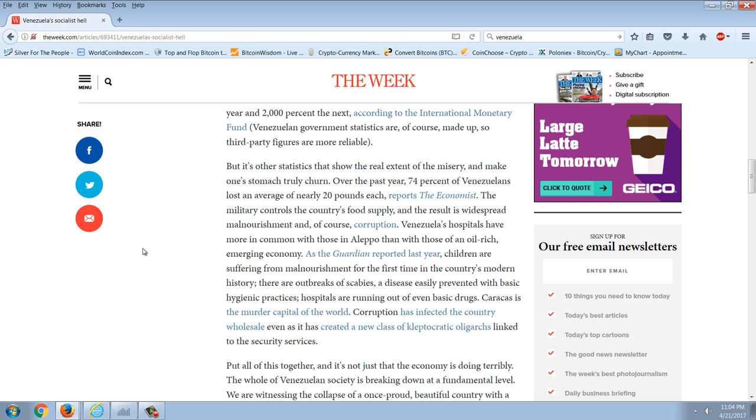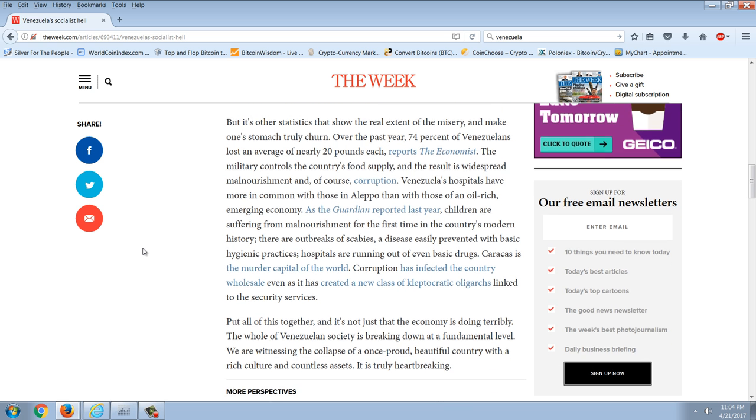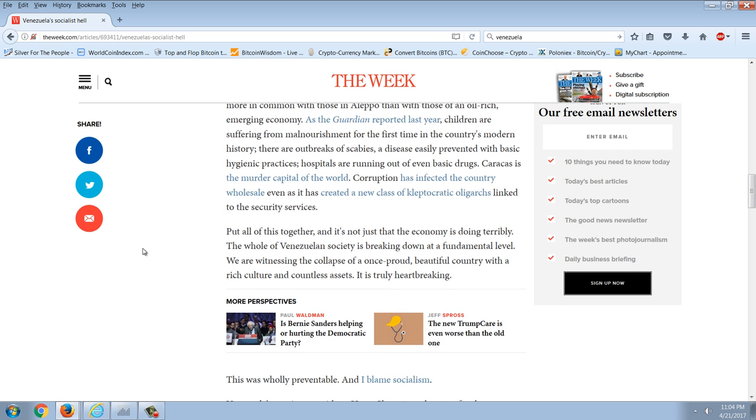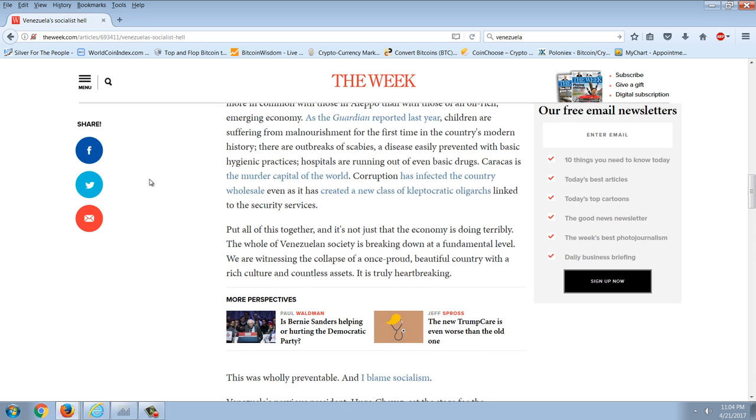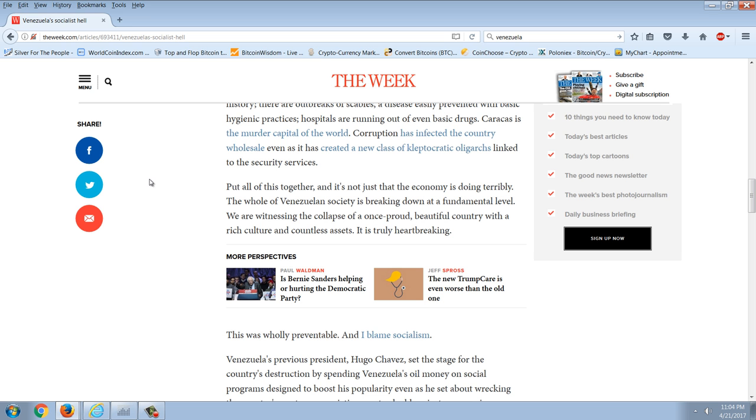There are outbreaks of scabies, a disease easily prevented with basic hygienic practices. Hospitals are running out of even basic drugs. Caracas is the murder capital of the world. Corruption has infected the country wholesale, even as it has created a new class of kleptocratic oligarchs linked to the security agencies.